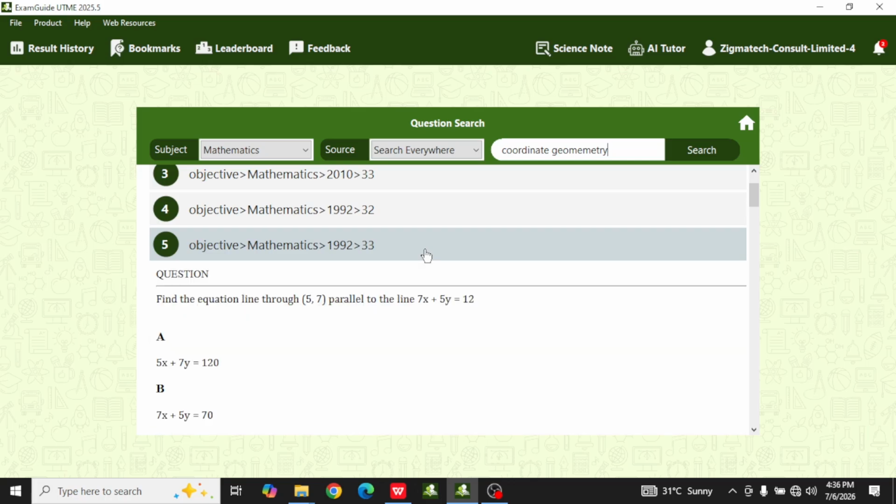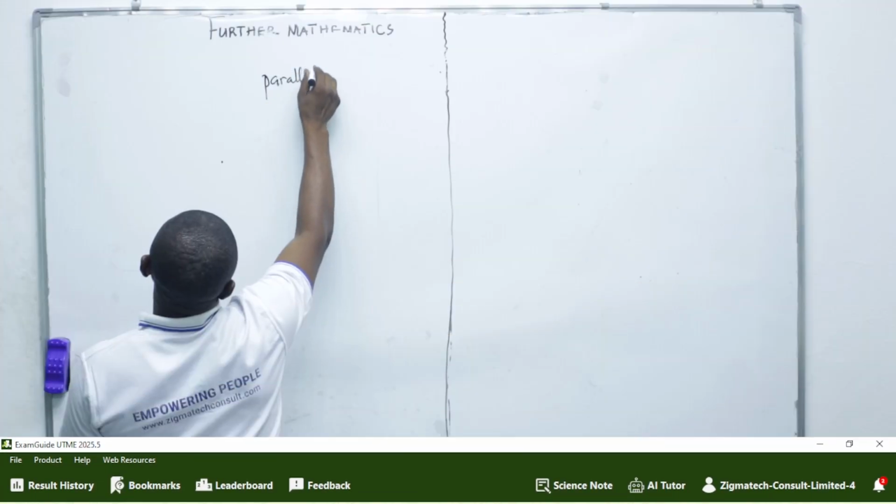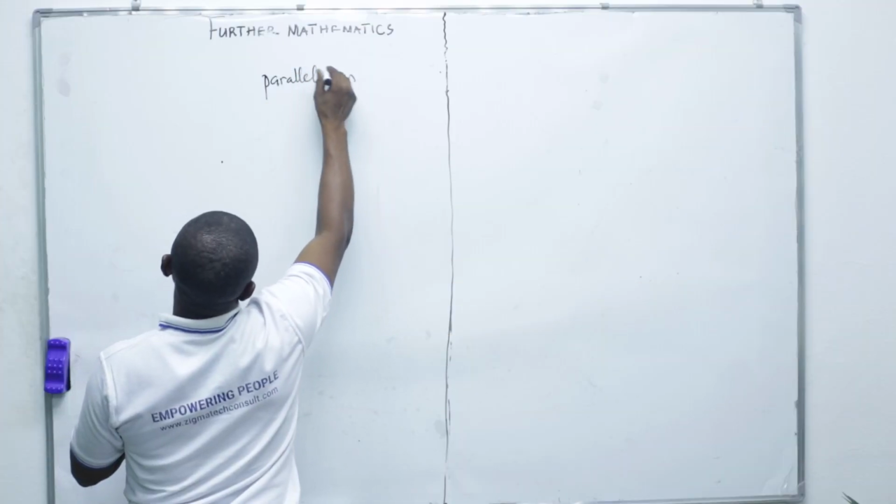Look at another one here: find the equation of the line passing through the point (5, 7) and parallel to the line 7x plus 5y equals 12. I have to write it down first. To do this, recall that in maths, we are always dealing with rules. The rule for parallelism, because they say parallel to.